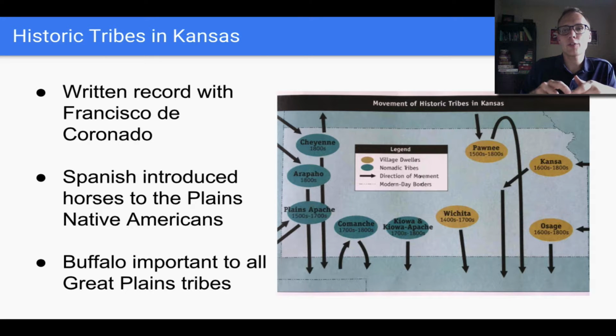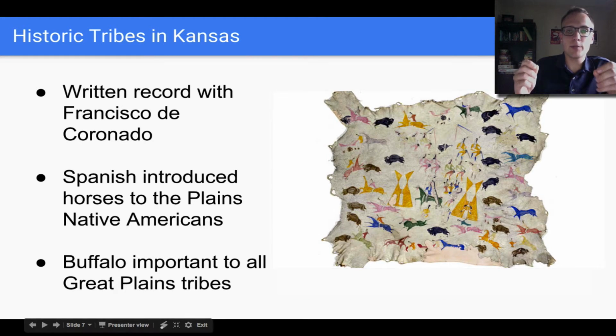And we learned for the first time just how important the buffalo was to the tribes of the Great Plains. Coronado described them as furry cows and talked about how the Native Americans' life depended upon that animal. And we know this from the hide paintings that we found that depict just how important the buffalo were.